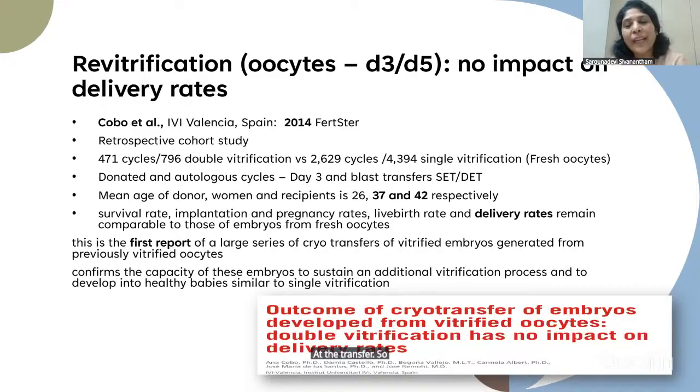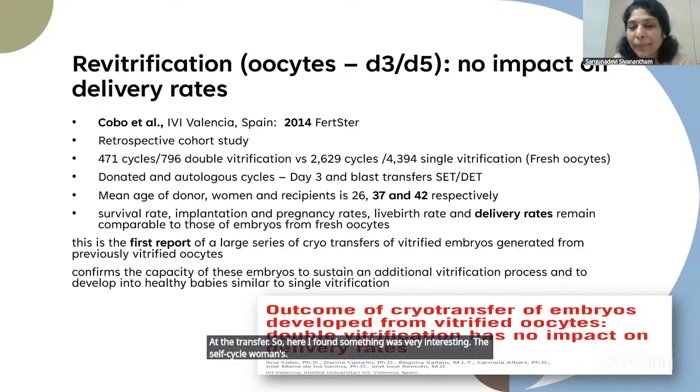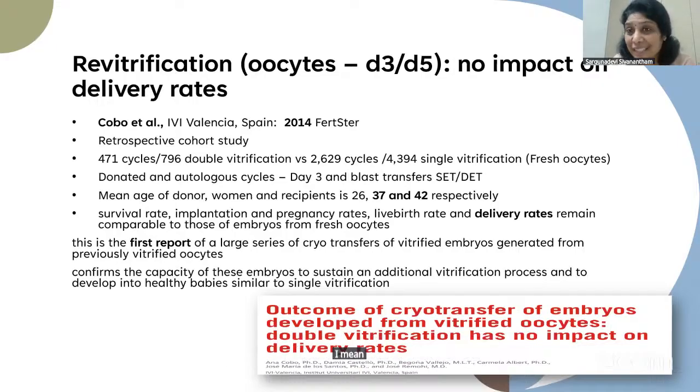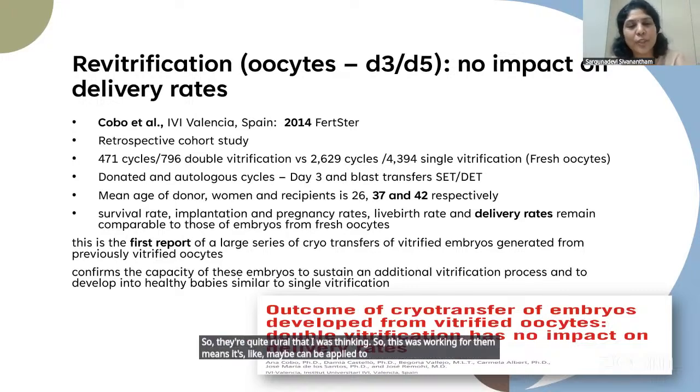So here I found something very interesting. The self-cycle women's mean age was 37 years, and the recipients were 42 years. So they're quite old, that I was thinking. So this was working for them, which means maybe it can be applied to the gold standard patients also.